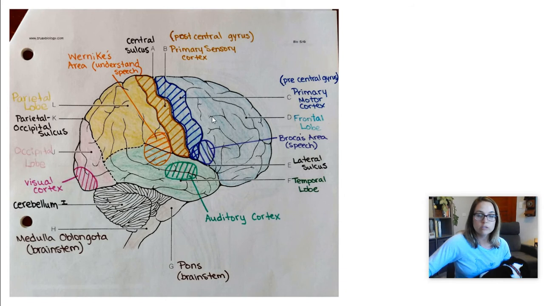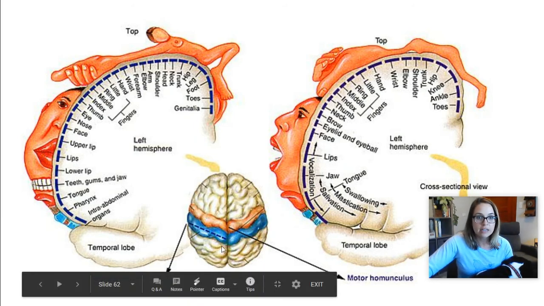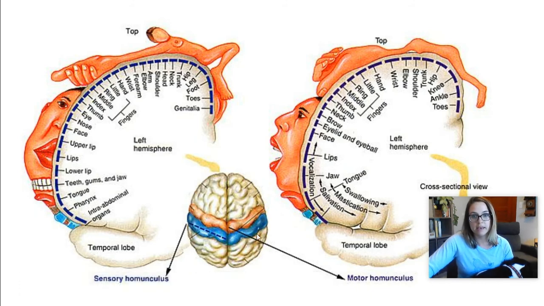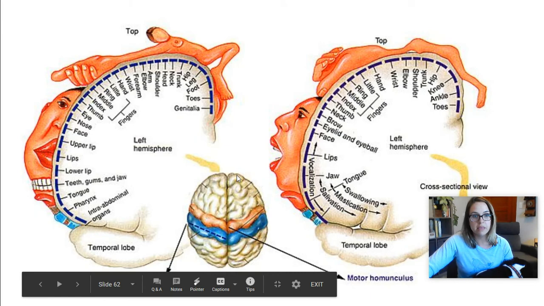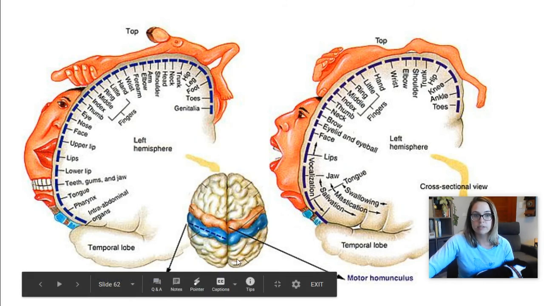Now, some of these regions get broken up even more, but the two I want to focus on right now are our primary sensory cortex and our primary motor cortex. And this next picture is really weird. It's kind of freaky to look at and interpret. So right here, I have my brain, okay? And this would be the front, my anterior side, and this would be the posterior side of my brain.